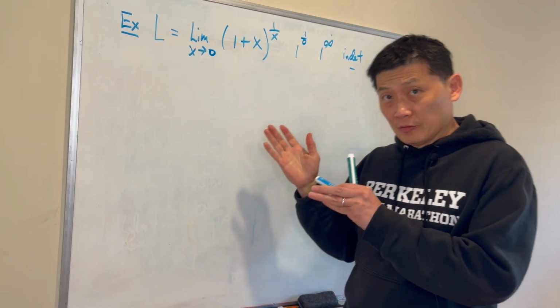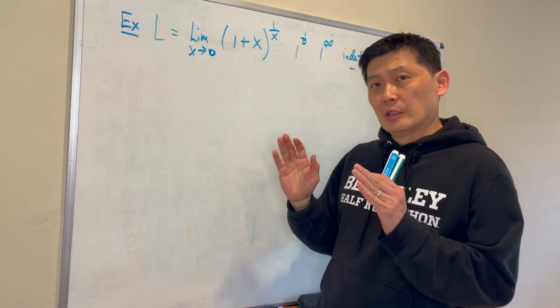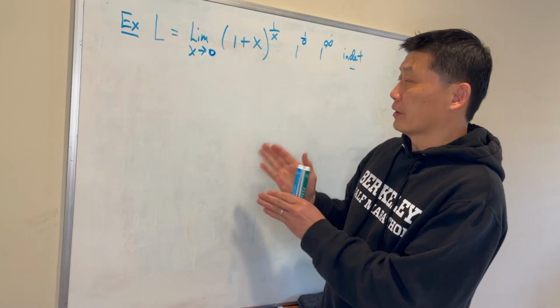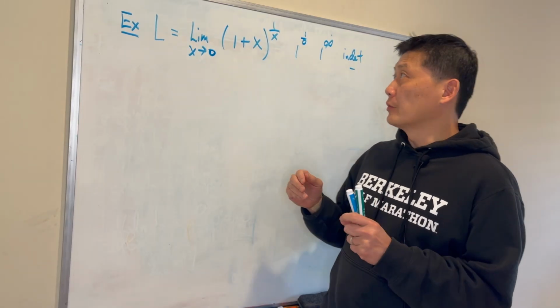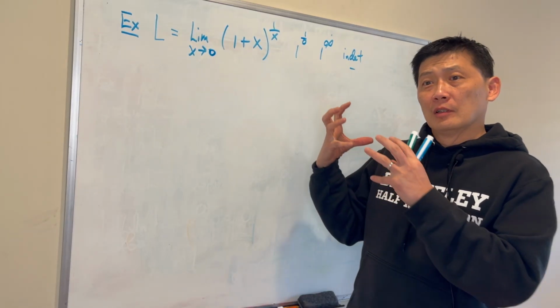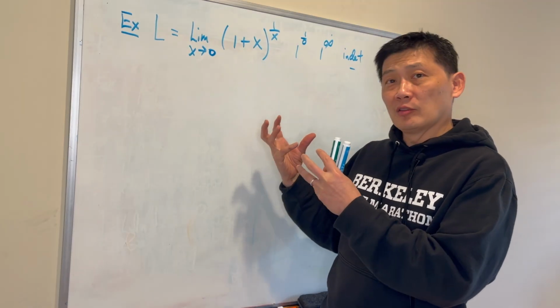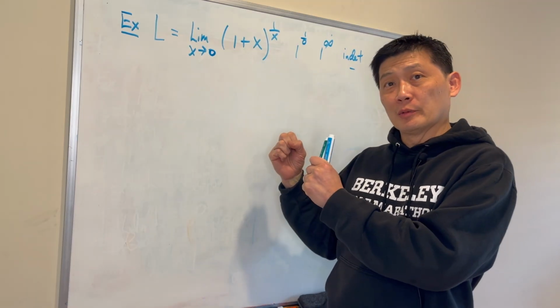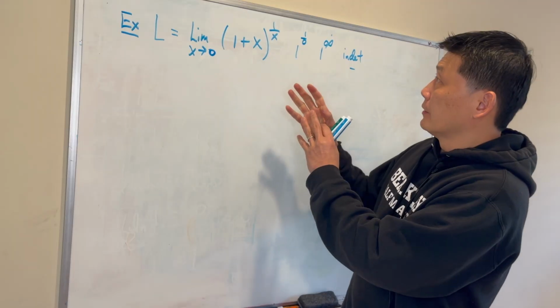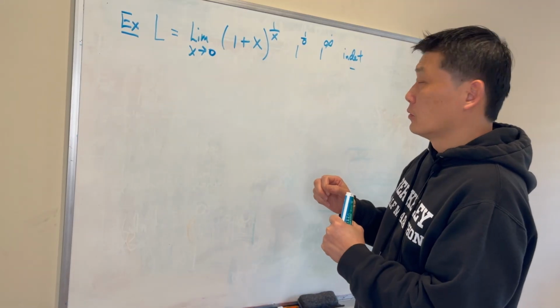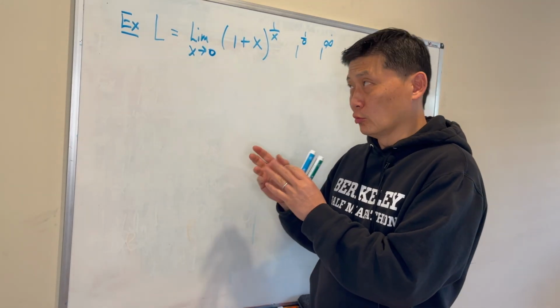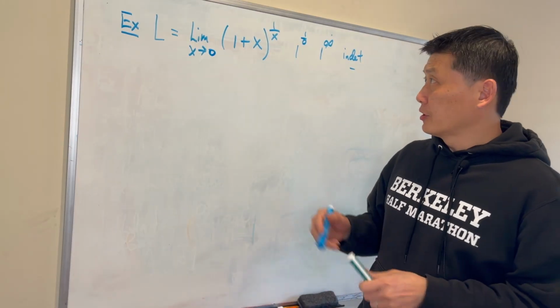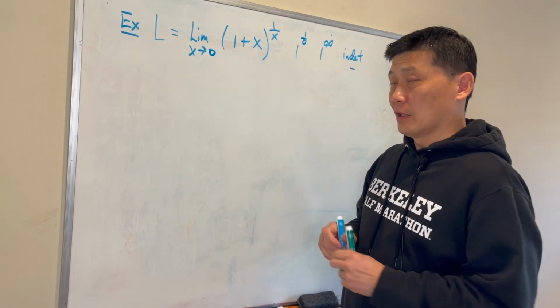For the indeterminate form, remember there is L'Hopital's rule that can address that. But L'Hopital's rule requires that the function has to be in a quotient form. It is not in quotient form, so we can't use L'Hopital's rule right away. But there is a particular technique to deal with this.